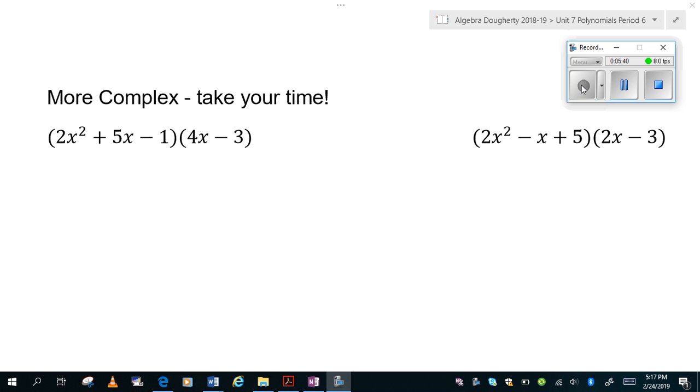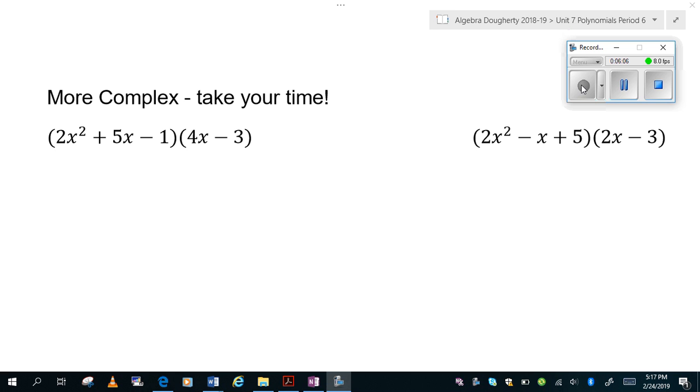The last 2 problems are a little more complex. They're not any harder. They're still using the distributive property. They're just a little bit bigger and require a little more organization. When I do these, I want to make sure I don't make a mistake because it's bigger, more opportunities to make a mistake. You can distribute these like we did before, make a long line out, and be careful in combining terms. Or, I like this way.